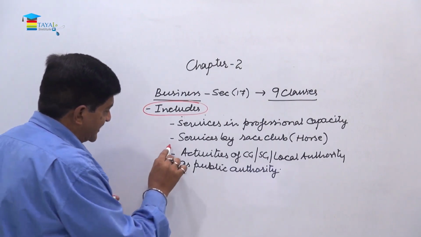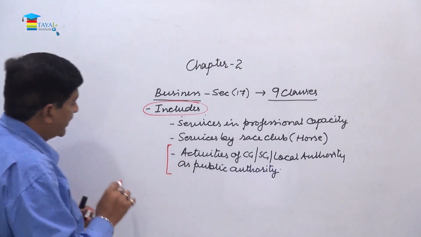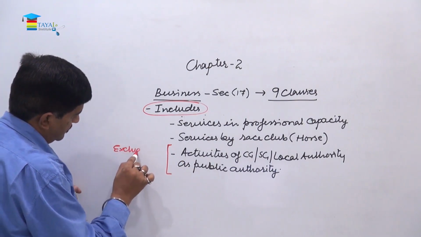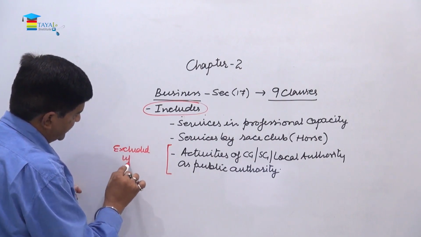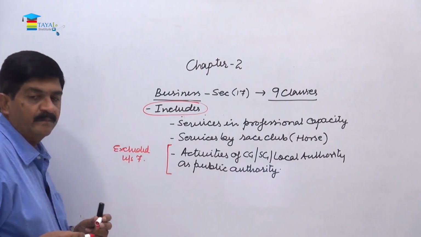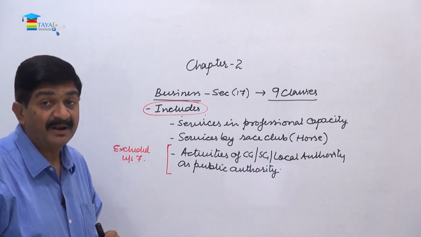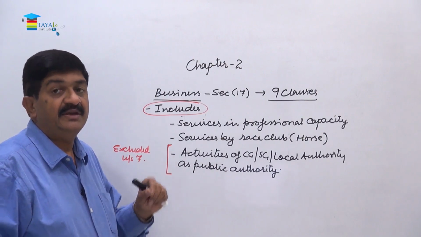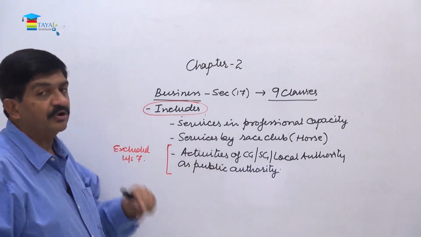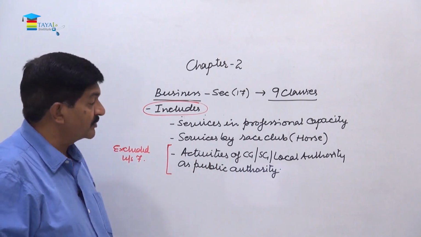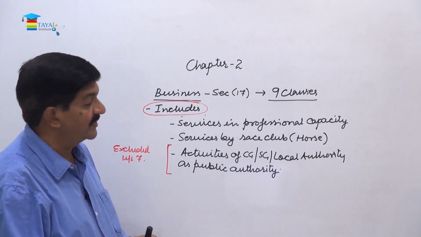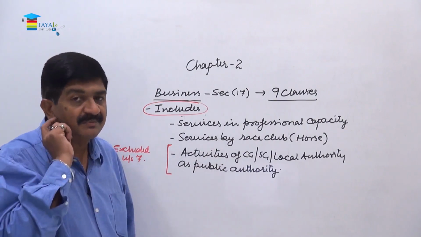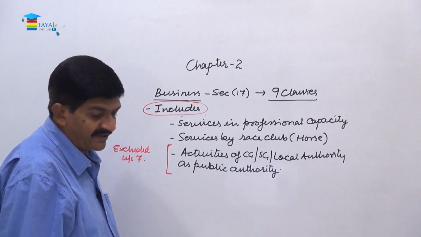Friends, it is defined as a business here, but this is excluded under section 7. That is not regarded as a supply. Is it a business? Answer is yes. Is it a supply? It is not because of section 7. So therefore, when the services are provided by the central government, state government, local authority as a public authority, since those are not a supply, the question of tax does not arise, right?